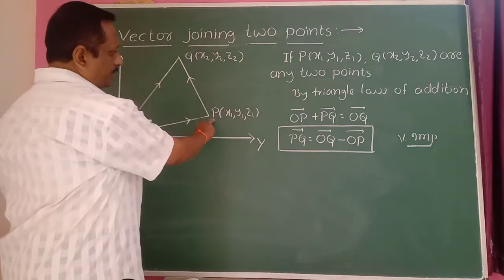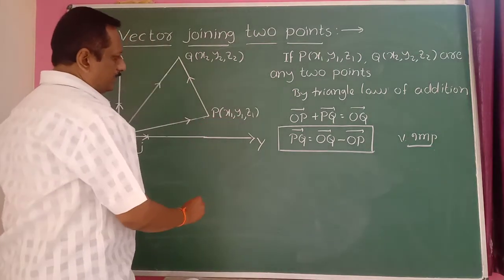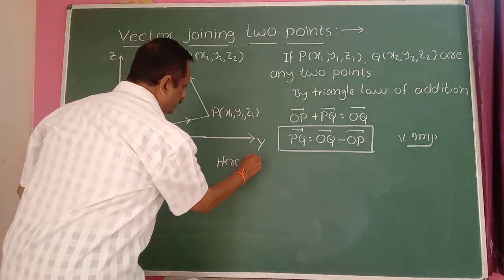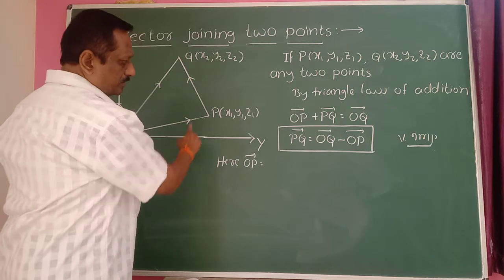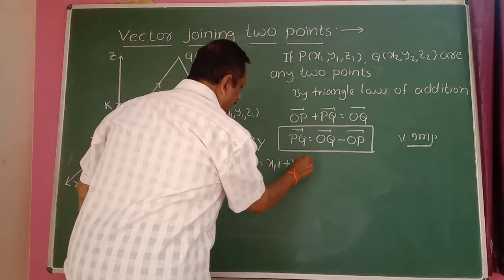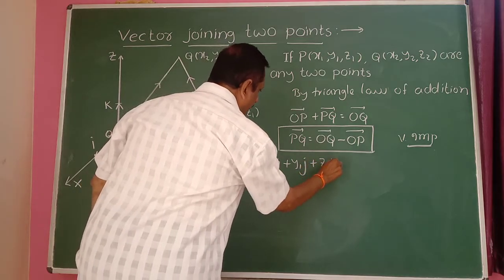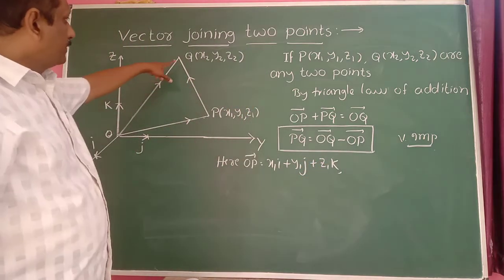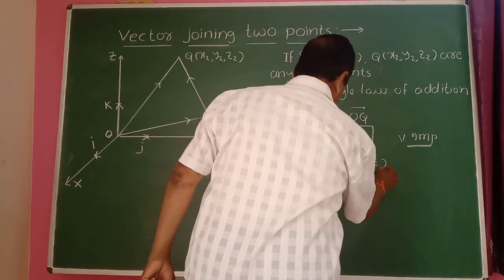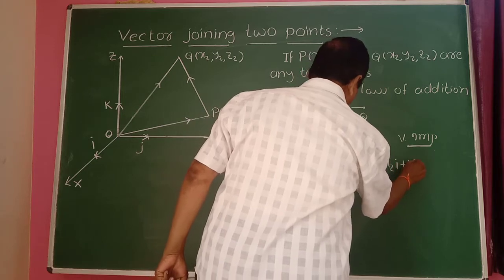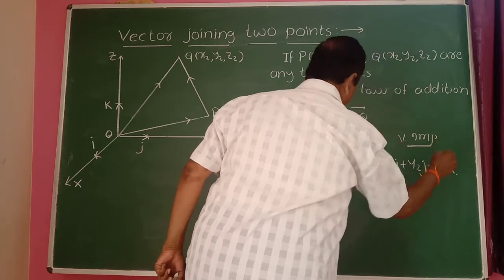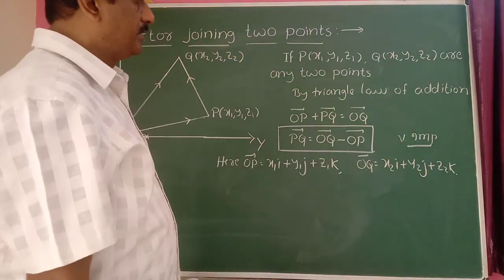So you know the coordinates of the point P are x1, y1, z1. Therefore OP bar is the position vector of the point P, which is given by x1 i plus y1 j plus z1 k. The position vector of the point Q is given by OQ bar, which is equal to x2 i plus y2 j plus z2 k.